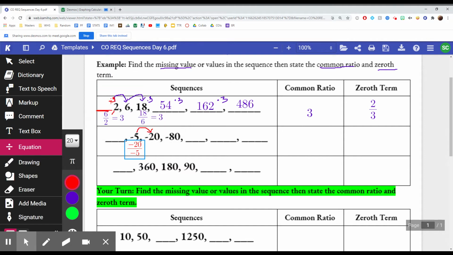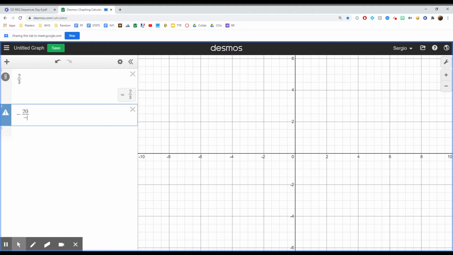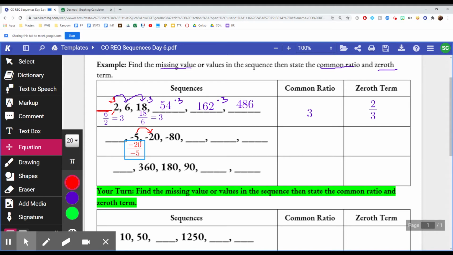Okay, so -20 divided by -5. I want to go to my decimals and put in -20 divided by -5. And it does the same thing here. So negative and negative gives me +4. Okay, so here I'm going to type it's equal to 4. And then I'm going to go to the next one.